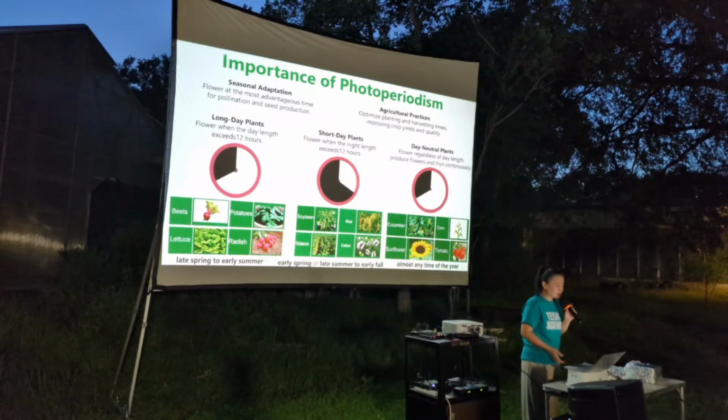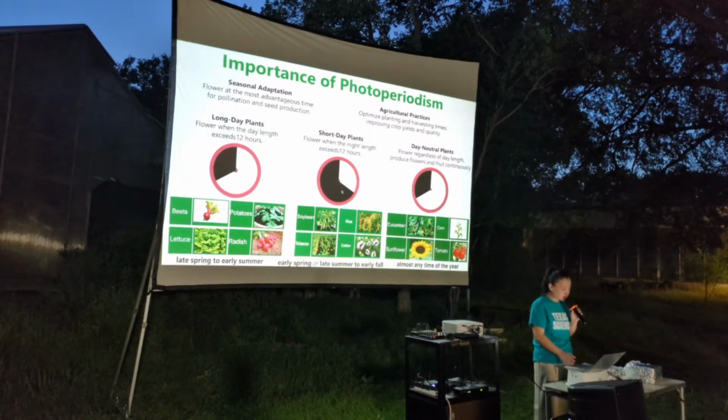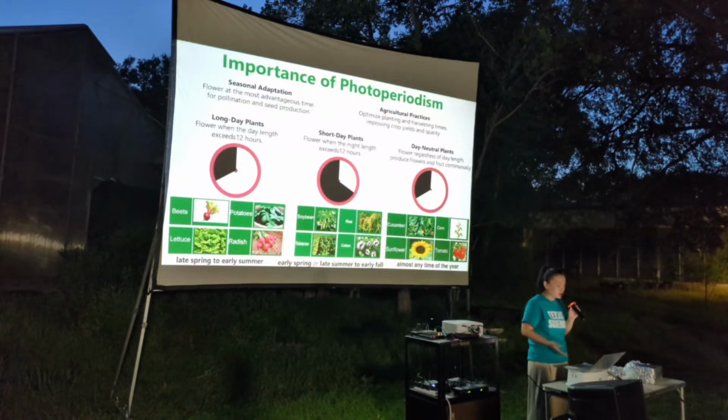Okay, and the short day plants flower when the night length exceeds 12 hours. What kinds of plants belong to the short day plants? Soybean, rice, tobacco and cotton. When you plant those, you can choose early spring or late summer to early fall.